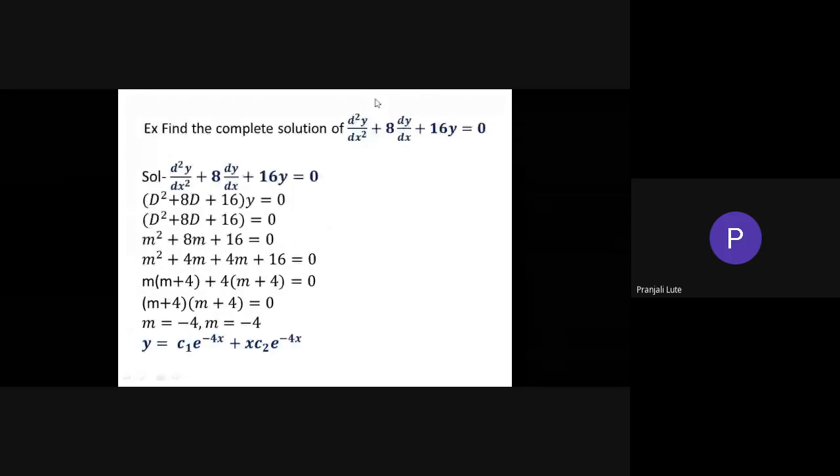Next, this is another question. Find the complete solution of the given differential equation. The right hand side is 0, and the question is find the complete solution. Complete solution means complementary function plus particular integral. But the right hand side is 0. So there is no need to find out the value of the particular integral. Means your complete solution is only the complementary function, because the right hand side of that differential equation is 0.